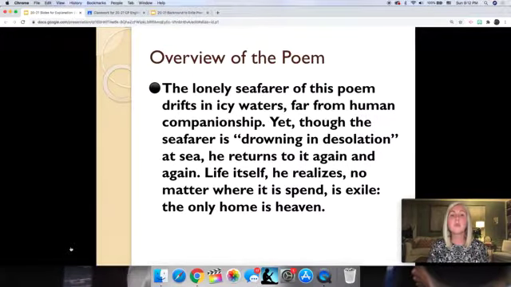It said that there is a lonely seafarer, so someone who fares on the sea. He's like a sailor, and he's drifting in icy waters far from human contact. What happens in the poem is even though he laments how he's drowning in desolation, which is awfulness, he keeps finding himself wanting to go back to it again and again. Then in the second part of the poem, he realizes that life itself, no matter where it's spent, is honestly a form of exile because man's true home, or the soul's true home, is in heaven. Now, that whole bit about where your true home is in heaven was not in the original Anglo-Saxon poem.